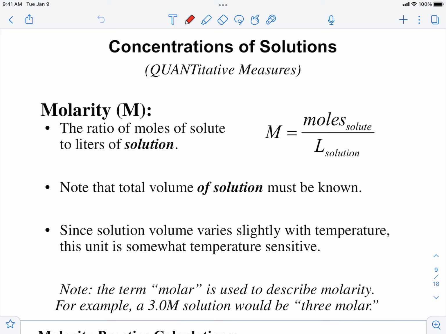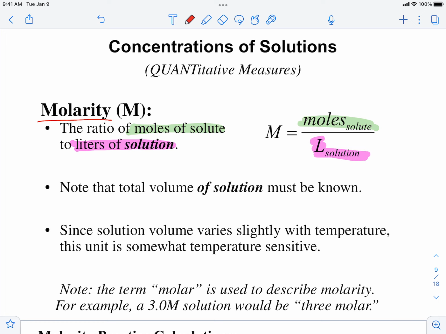Okay. We're going to have to be able to calculate concentrations. And the first unit of concentration and the primary unit of concentration is what we call molarity. The symbol for molarity is a capital M. So, molarity is defined as the ratio of moles of solute, so the moles of the solute divided by the liters of the solution. As long as you know both, you can calculate molarity.